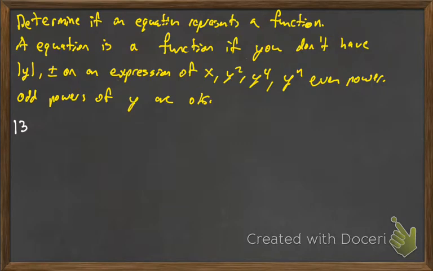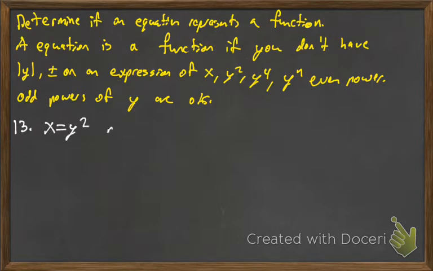So basically for this, if I see any of those things, absolute value of y, plus and minus on an expression of x, a y squared or y to the fourth is probably all you're going to see. If you see any of those, then it's not going to be a function. Now there's certainly other possibilities, but for college algebra, that's pretty much what we need to look for.